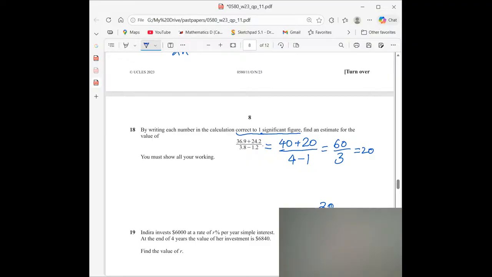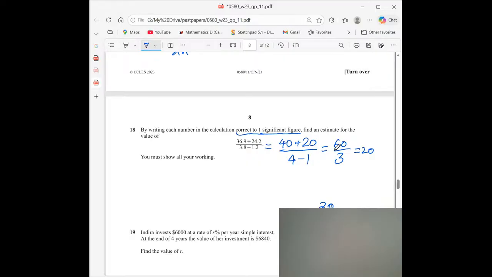This is we are writing correct to one significant figure and estimating this value. 36.9 correct to one significant figure, nearest to it is 40. 24.2 correct to one significant figure, nearest to it is 20. 3.8, one significant figure nearest to it is 4. 1.2, one significant figure closest to it is 1.